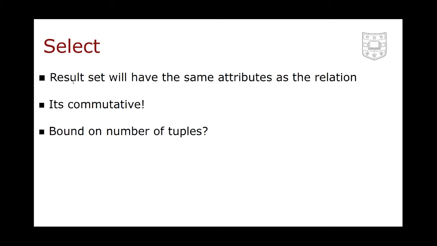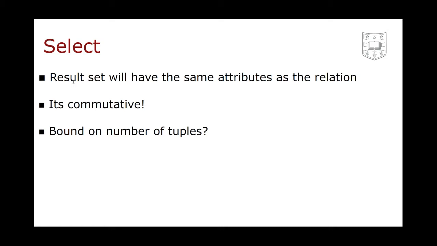It's also a commutative operation. So if I have two conditions, it doesn't matter what order I apply them in, right? As long as I apply both of those conditions, I should get the same result relation back out. That's actually going to be a very useful property to us in a week or two when we talk about optimization of queries. But for now, just keep that in the back of your mind. It is a commutative property.